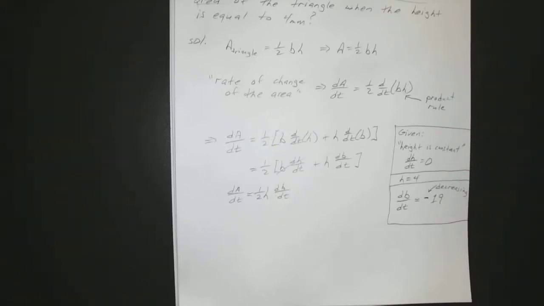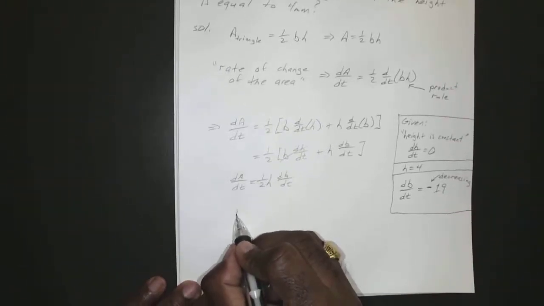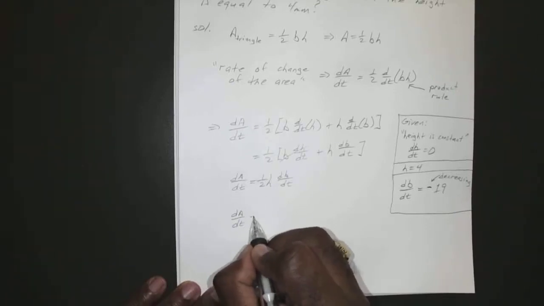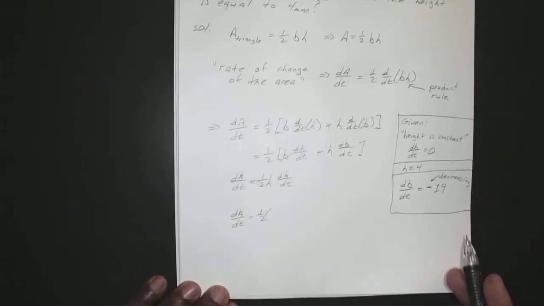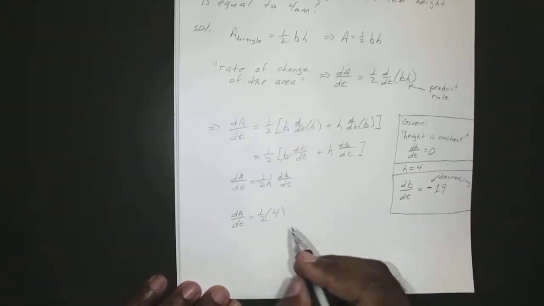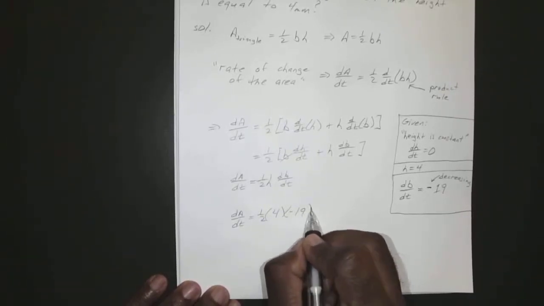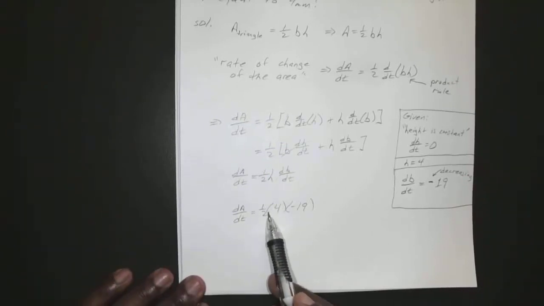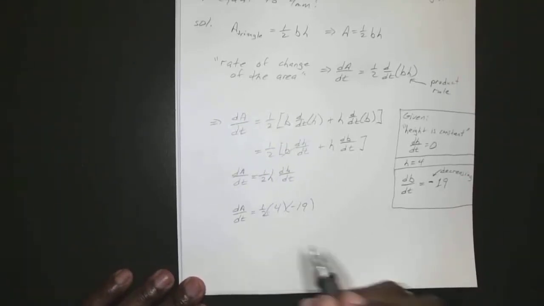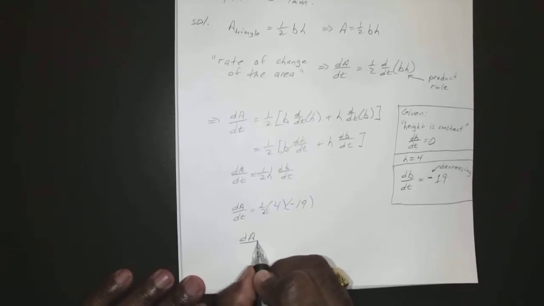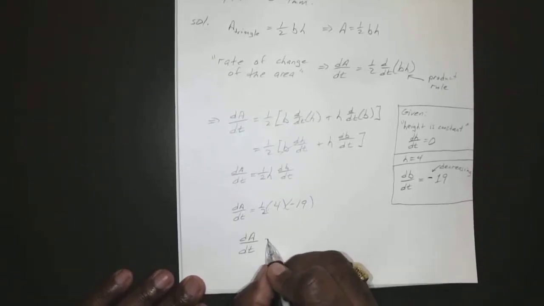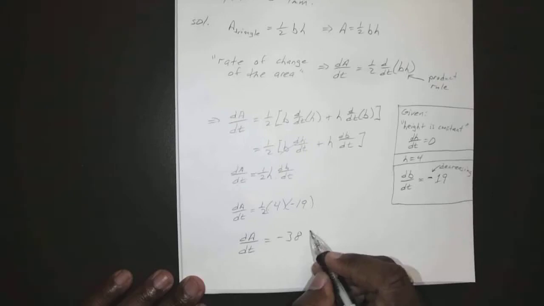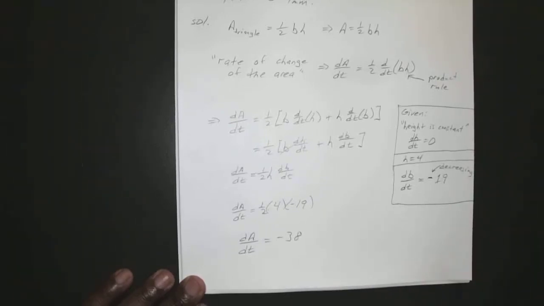Okay, so now we just plug everything in. So we have 1/2 times our height, where h is equal to 4, times the rate of change of our base, which is negative 19. Okay, so 4 divided by 2 is 2. 2 times negative 19 is negative 38. So the rate of change of the area with respect to time is equal to negative 38 millimeters per minute.